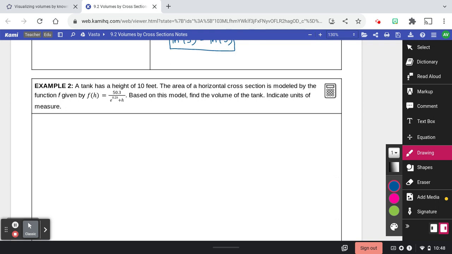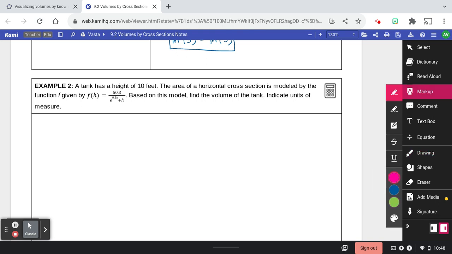A tank has a height of 10 feet. The area of a horizontal cross-section, so you're going to see that word cross-section again, is modeled by the function given. So the area is this equation. They're telling me that in the directions. Based on this model, find the volume.